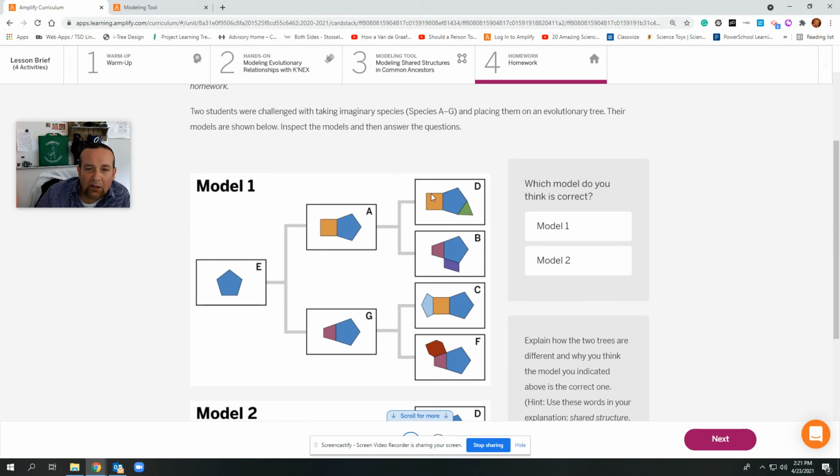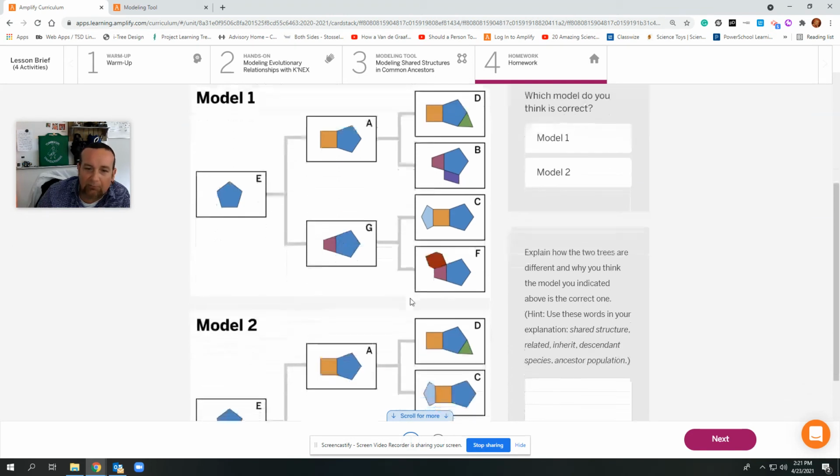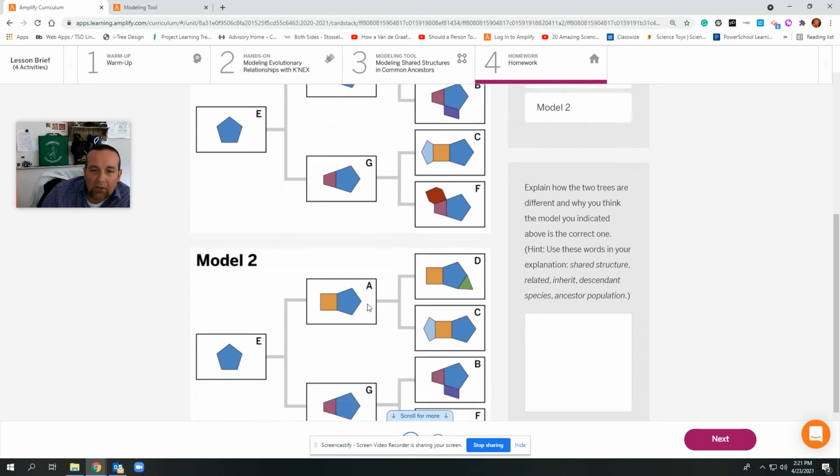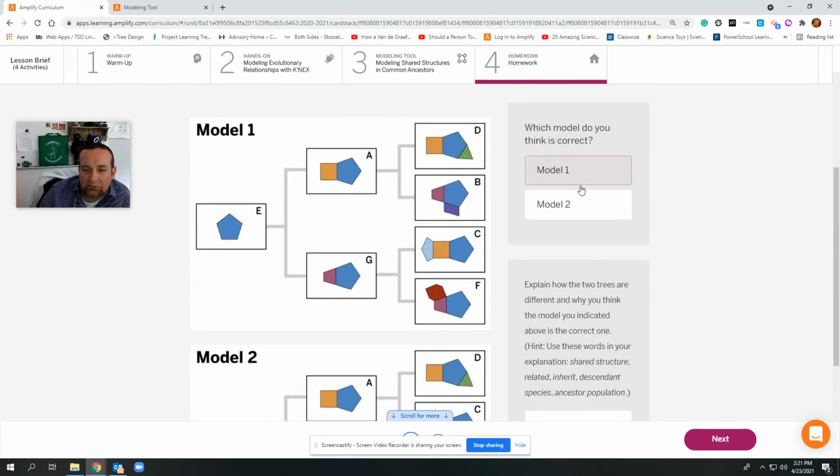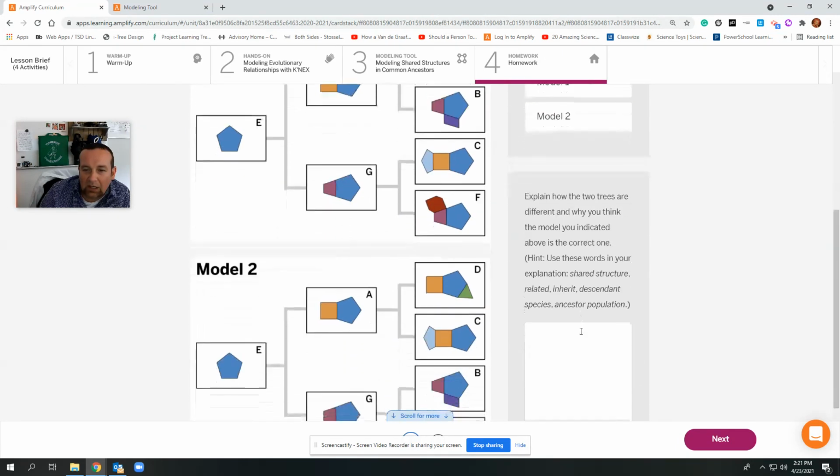We've got a square, and then all of a sudden that just adds a triangle, the D species, where the B species drops everything and just starts adding new stuff. So it's losing some of those shared structures. And you might notice that same thing is happening here, where all of a sudden species C lost its trapezoid and decided to gain a square, like up from model A. So looking at these two, which one of these two do you think is correct, model 1 or model 2? And then I want you to explain your thinking here.